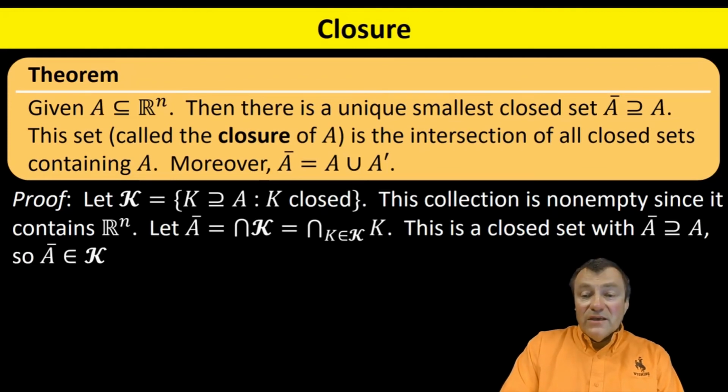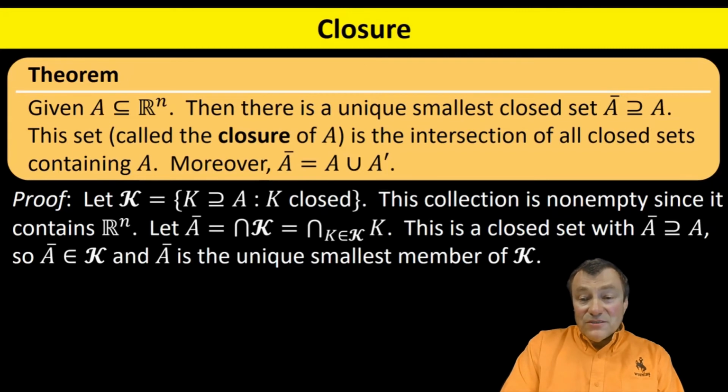Well, if A bar is a closed set containing A, then A bar is a member of our collection, script K. So, if A bar is one of the sets we're intersecting to get A bar, evidently from what we just said, every member of our collection, script K, has A bar as a subset. This just says that A bar is the unique smallest member of the family script K. Now all that's left is to prove the formula in the last line of the theorem.